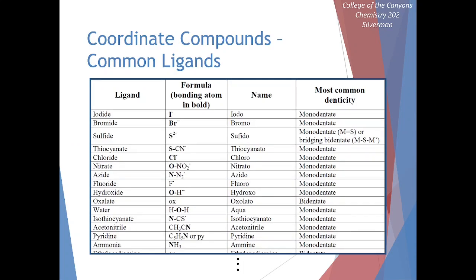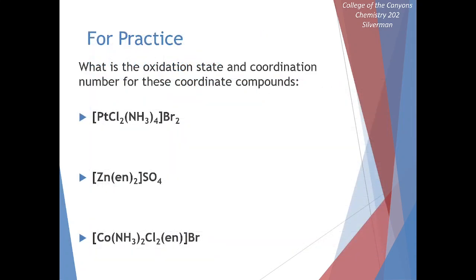We will see a number of ligands in our course. Look for this handout on Canvas and in person. We'll get some good practice using these ligands in our coordination compounds. All right, for practice, let's see for these 3 compounds, can we identify the oxidation state on our metal? Can we figure out the coordination number for these complexes? It will be helpful to use our handout, so feel free to pull that up. But let's see if we can do it.